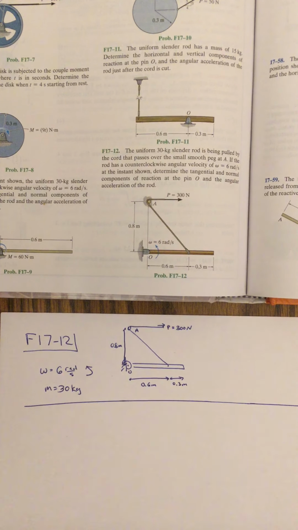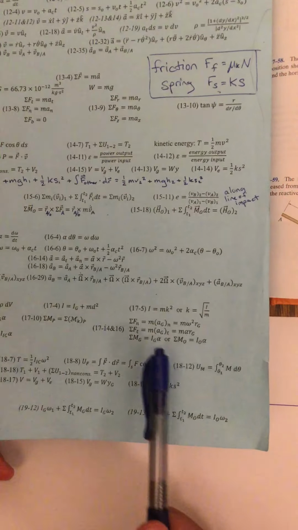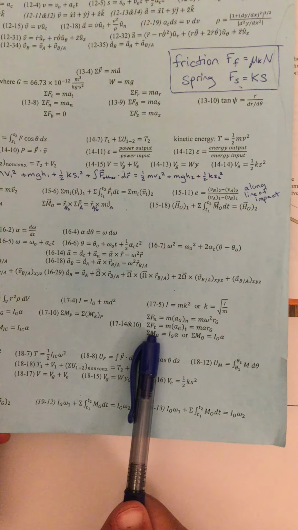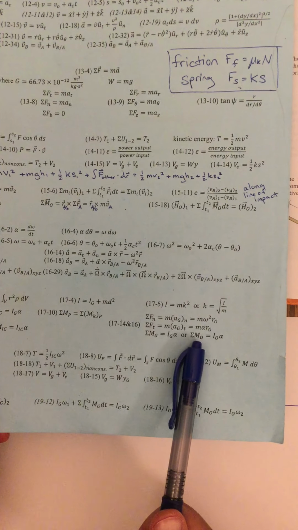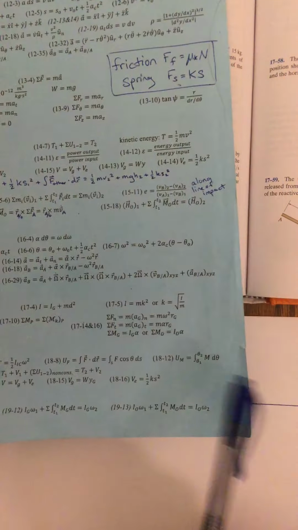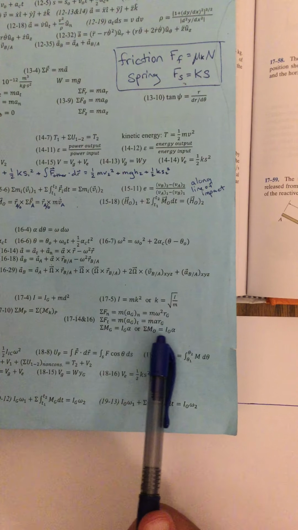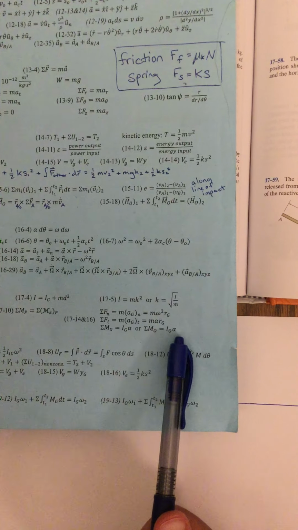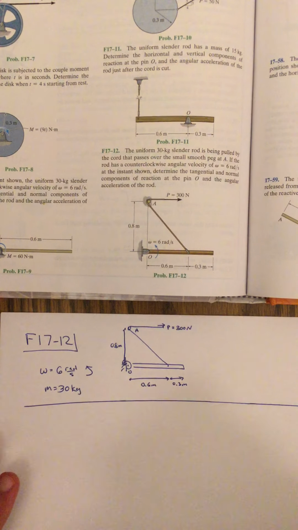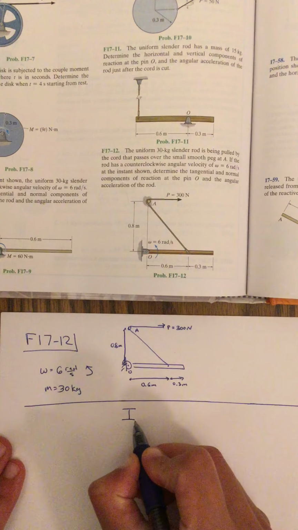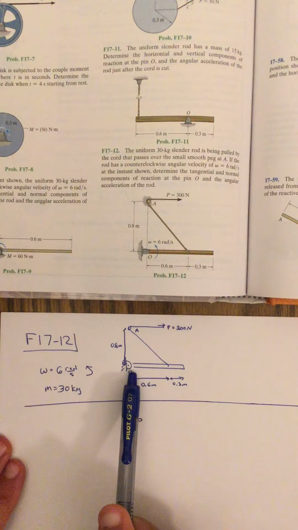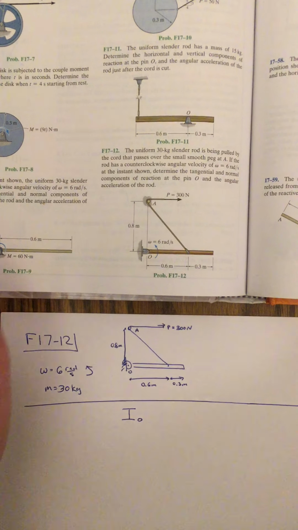So I have three equations that I'm going to use here. I'm going to sum up the forces in the normal direction and the tangential direction. I'm going to sum up the moments about point O also. When I sum up the moments about point O, that's equal to the moment of inertia about O times the angular acceleration. So the first thing I'm going to find is the moment of inertia for the slender rod about point O, which is at one end of the rod.